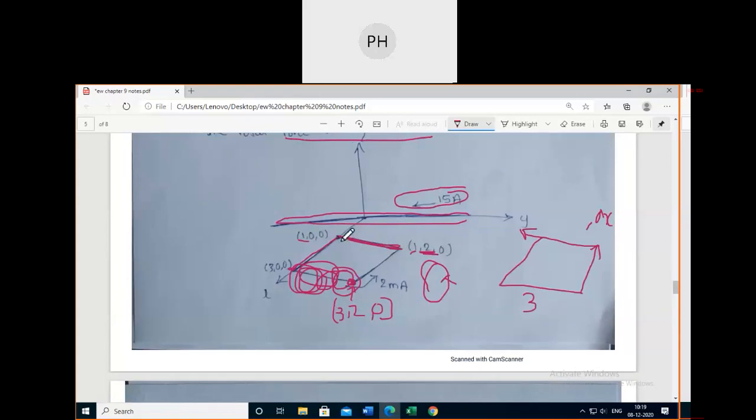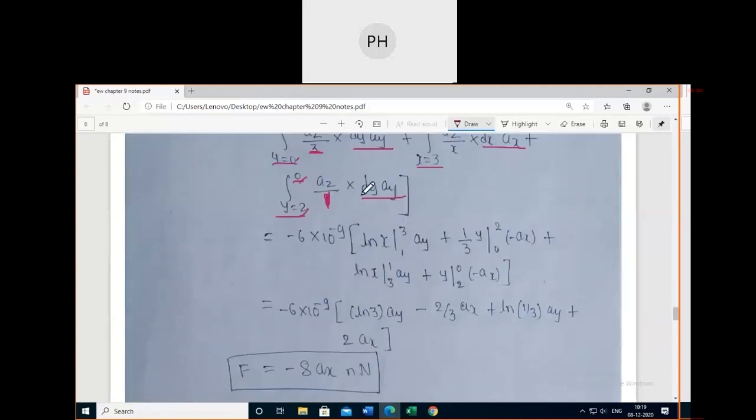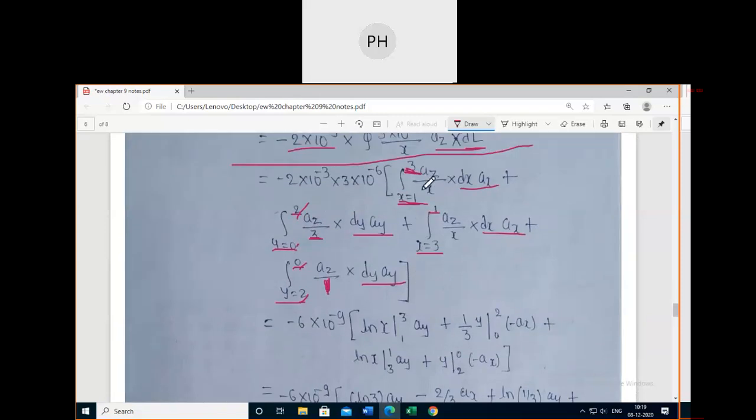We are observing the last line, the fourth line, where x is equal to 1. So because of that, we are putting here Az divided by 1 into dy into ay. So now we have to integrate 1 by x with respect to dx, which is nothing but ln of x. Limits are 1 to 3 with respect to ay.